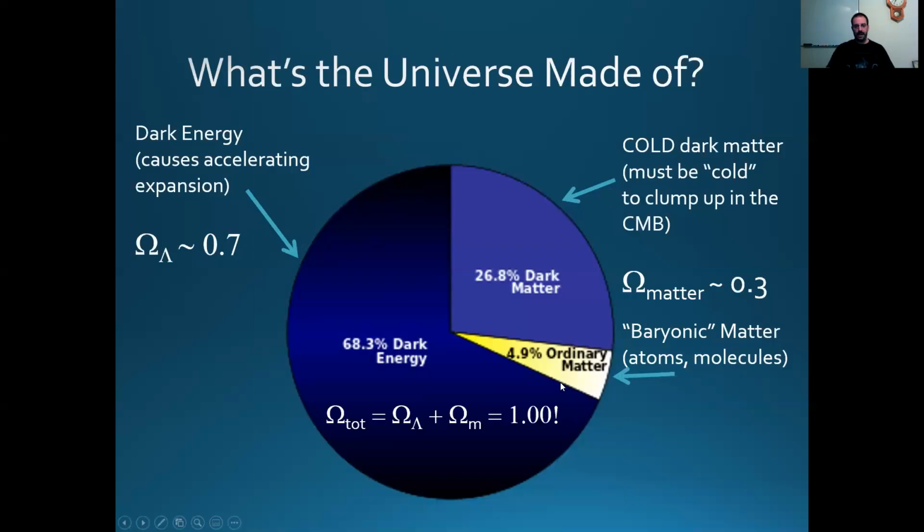Let me go back here. 1 is a very special value, and I'm going to get back to that in just a minute. And as far as we can tell, it's exactly 1, within about 1%. So is this an incredible coincidence, or is this something that actually comes from fundamental physics?